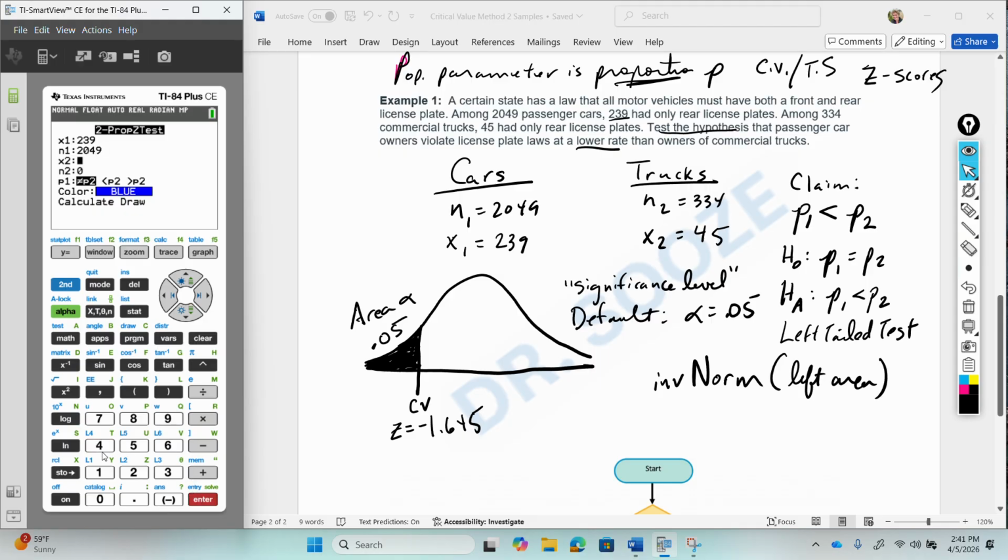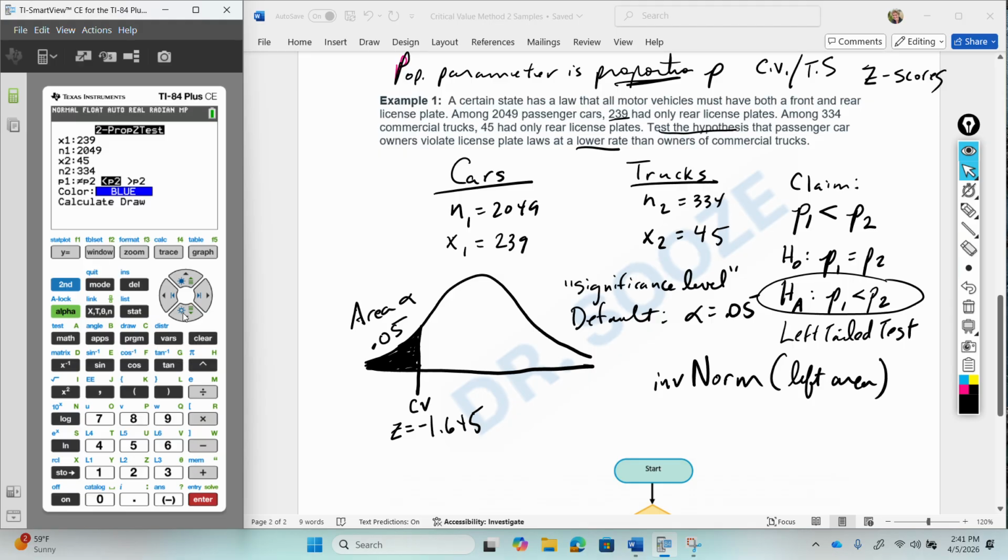My number of only rear license plate violations with the trucks is 45, and my sample size with the trucks is 334. Then on the next line, I need to give it the symbol that was used in the alternative hypothesis. We see here that the symbol used was the less than symbol, so I need to scroll over to the less than symbol and then click enter.